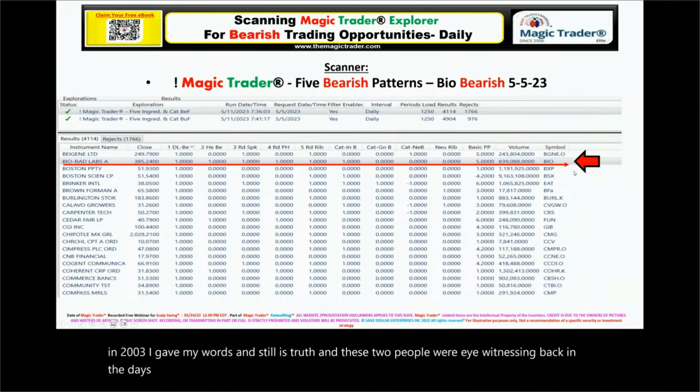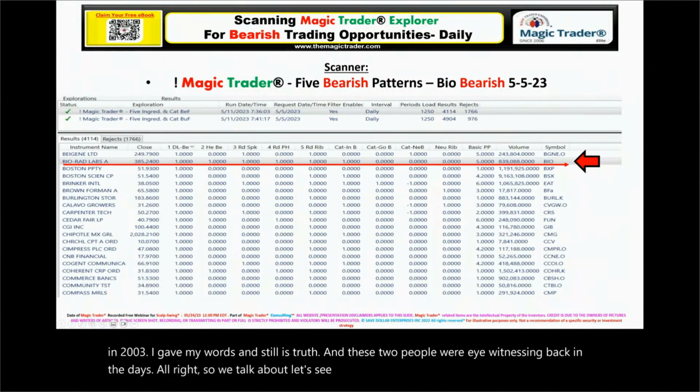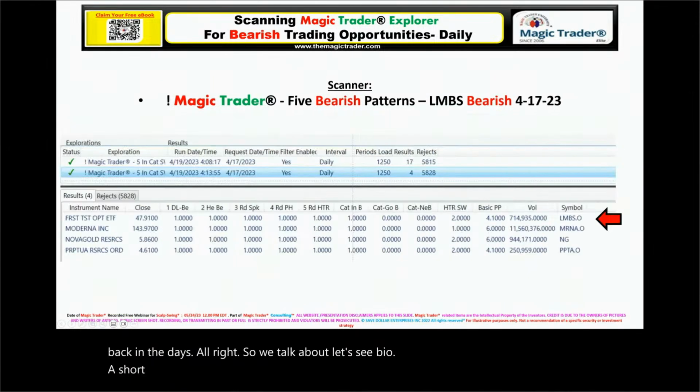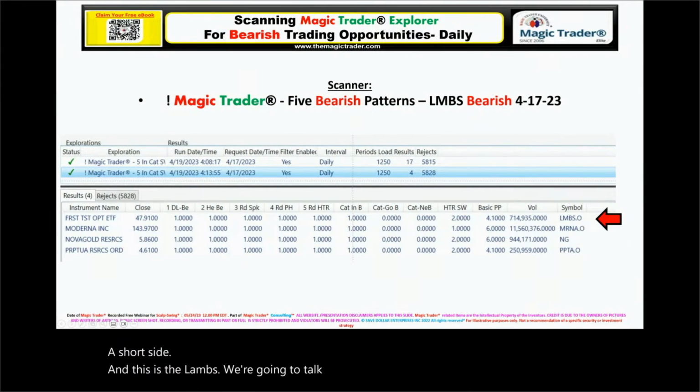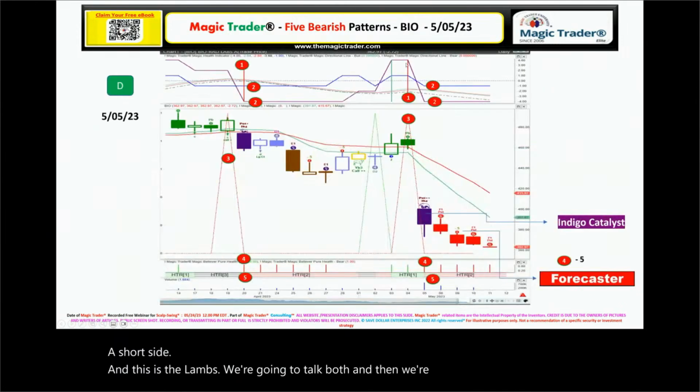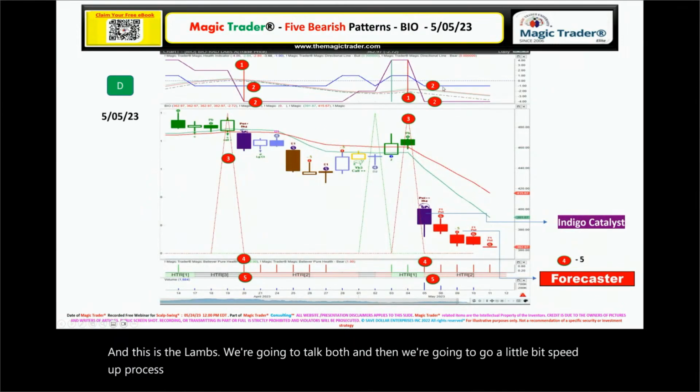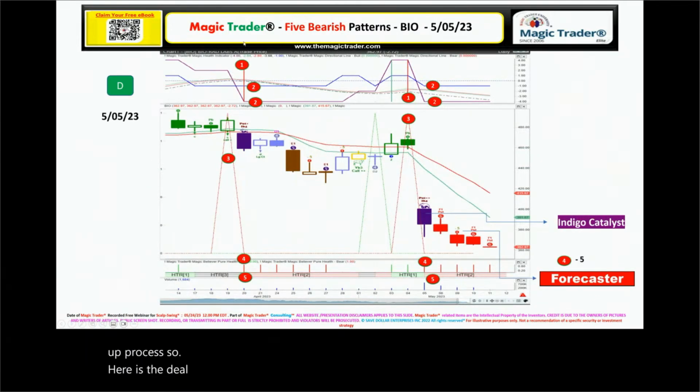All right, so we talk about BIO, a short side, and this is the LMBS. We're going to talk about both, and then we're going to speed up the process a little bit. So here is the deal. This was happening before we talked about it, but it did work. That's what I was trying to tell.